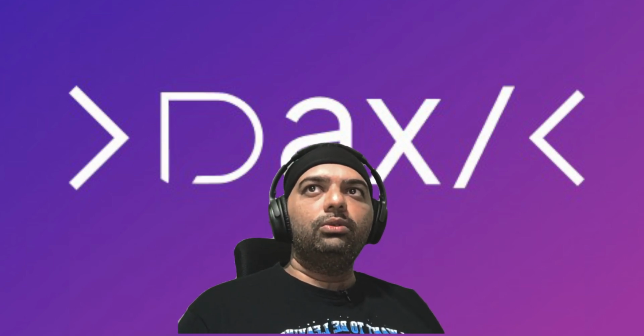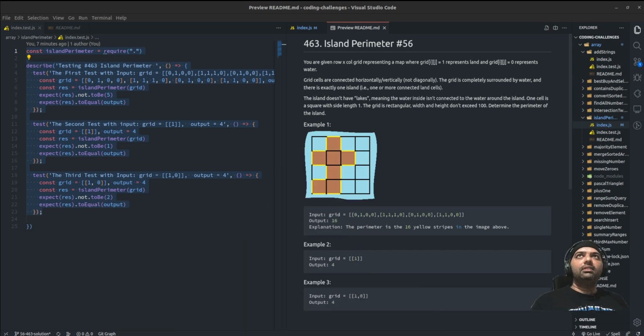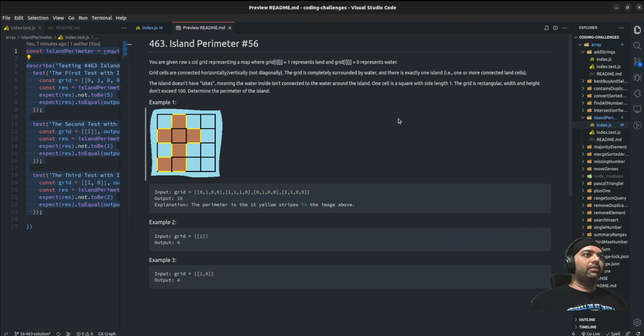Okay, this is the problem. So let me give you some description of what the problem is. The problem is pretty simple. We have an island perimeter, and we need to find the island perimeter. So we are given a grid of the island, and we have to count what the perimeters are. The perimeters are pretty simple, and here we need to count.